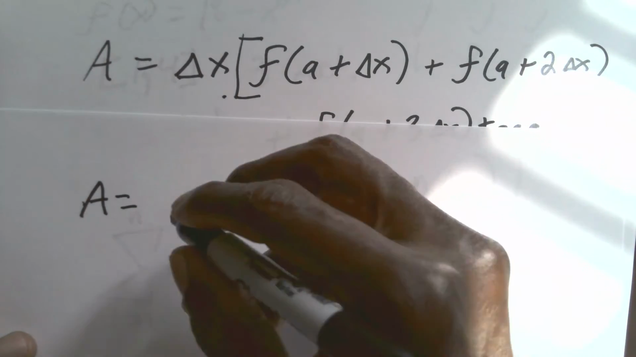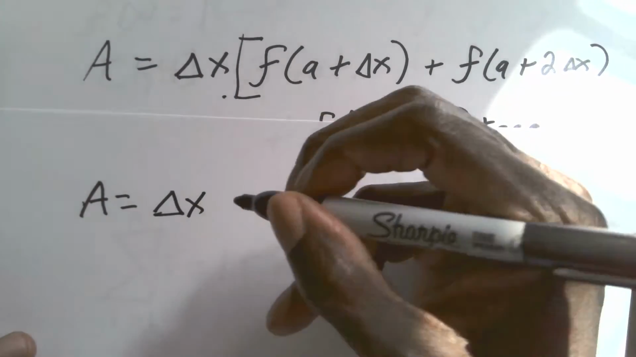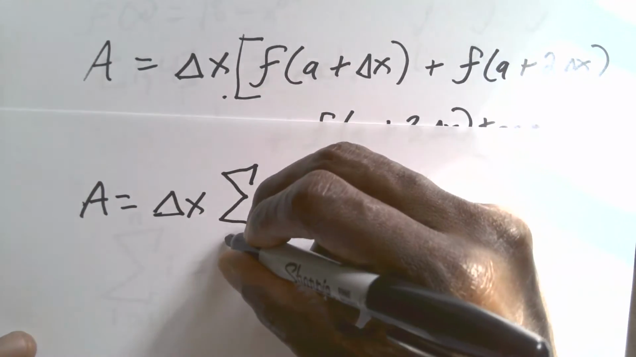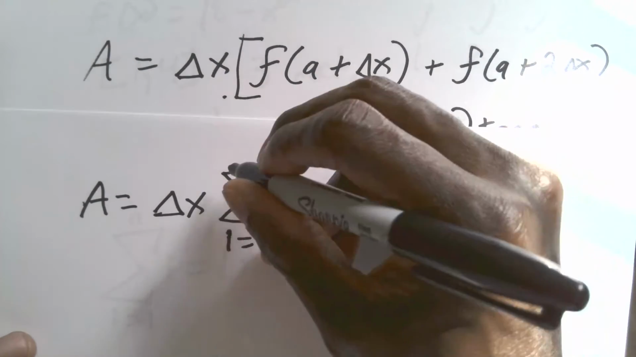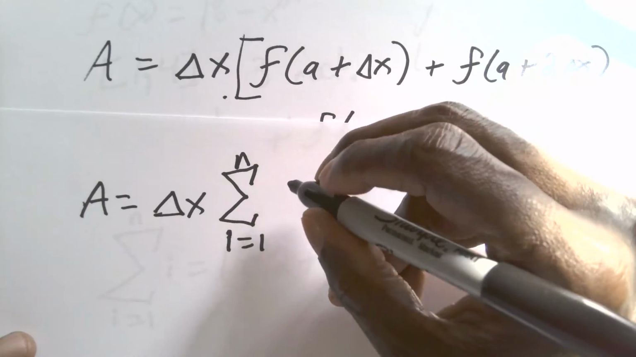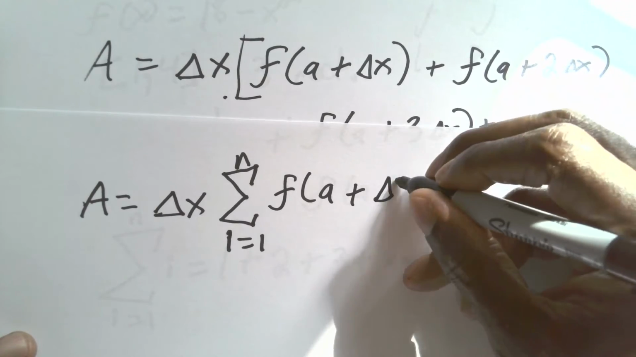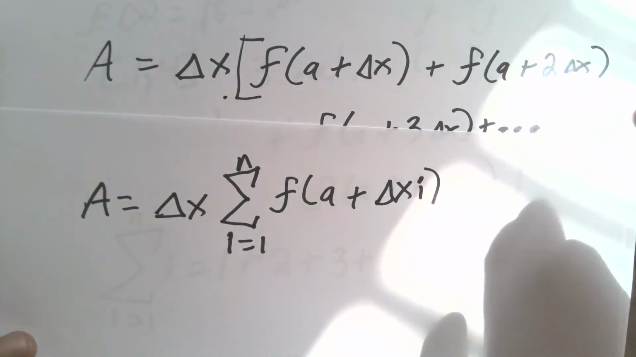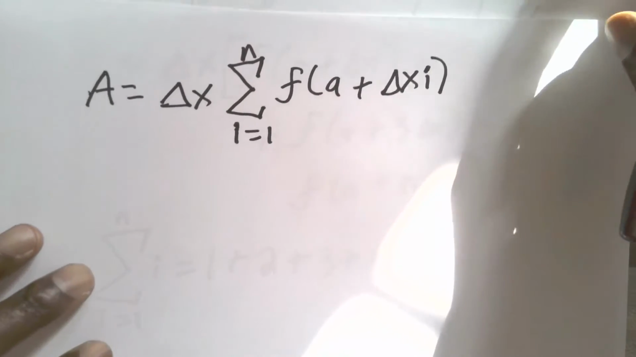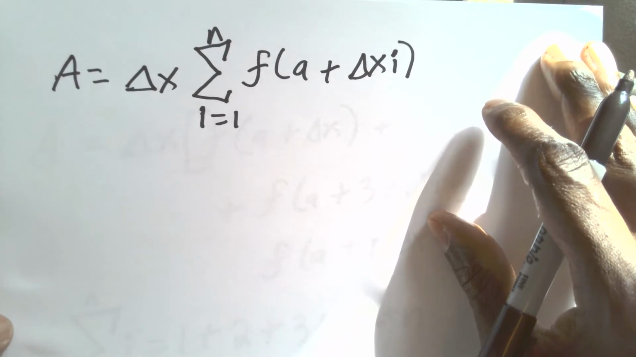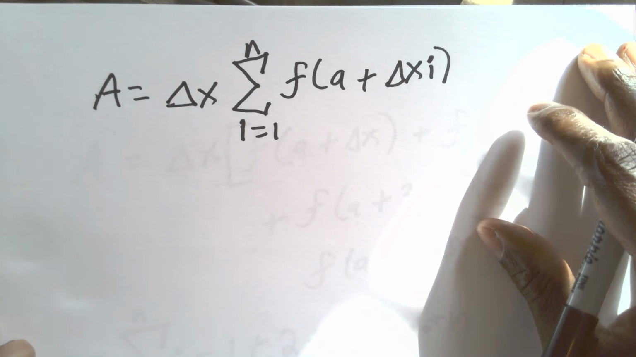My area would be delta x times the sum as i goes from 1 to n of f of a plus delta x times i. All right, so that's the actual formula. Let me make it a formula for a right Riemann sum of n subintervals.